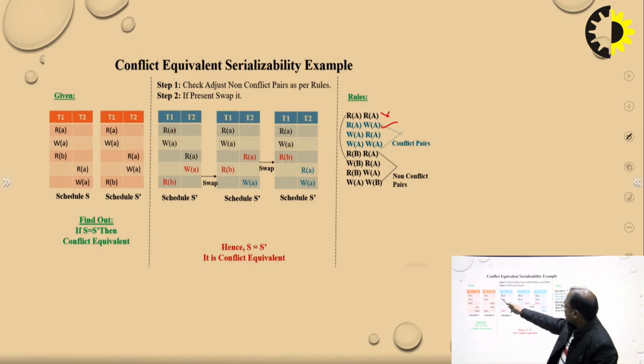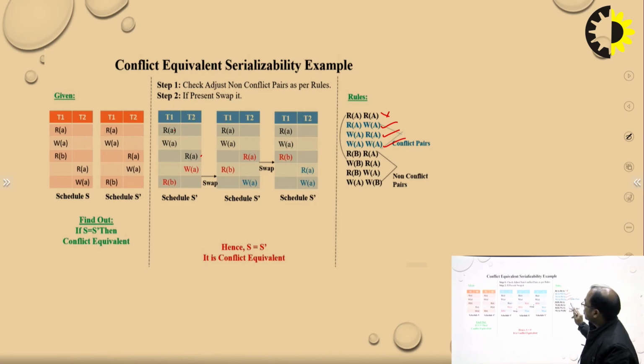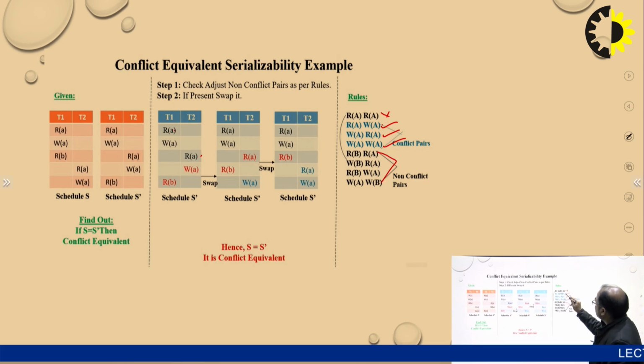Next is write of A and read of A. This is also a conflicting pair. Next, we have a read of A and this is not a conflicting pair, right? Then we have write of A and write of A, a conflicting pair. Then we have write of B, read of B and read of A. Read of B and read of A is also not a conflicting pair, right? So in this we can see that this is not a conflicting pair, but these 3 are conflicting pairs.